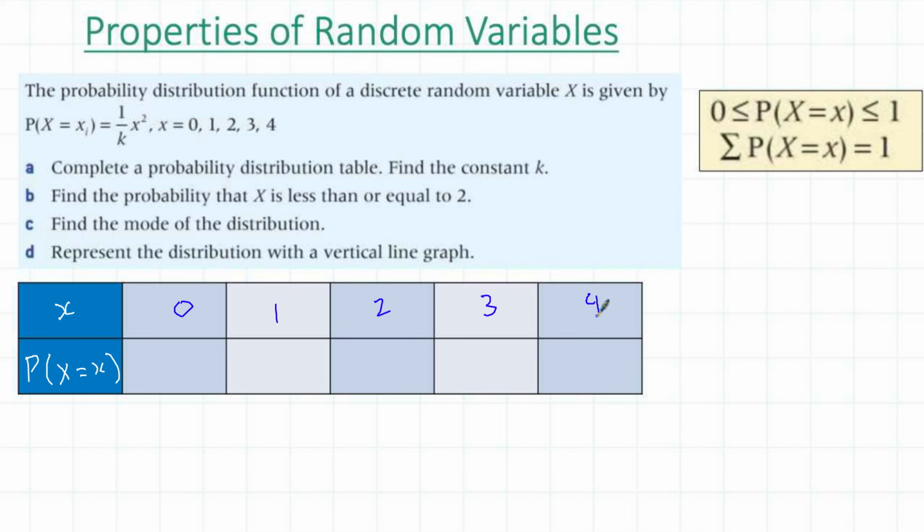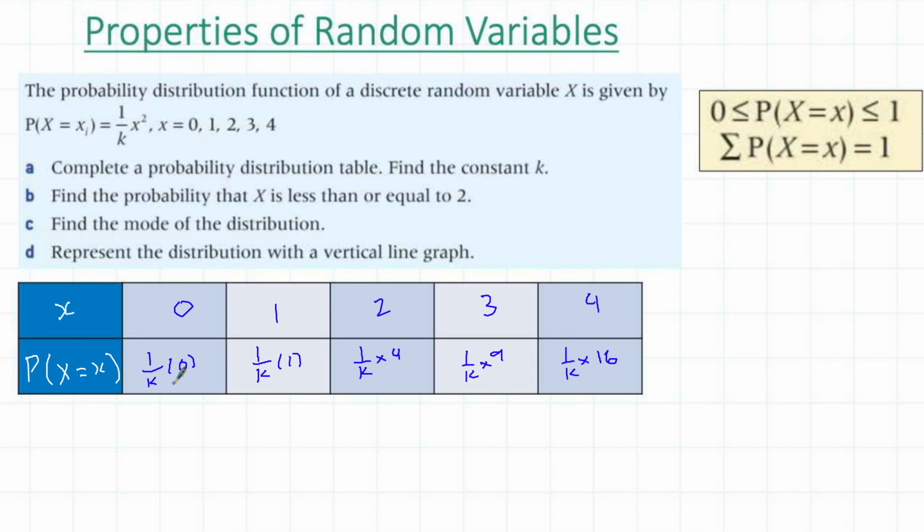And then what I'm going to do is the probability of X being equal to one of the x's is just me substituting it here. So I will go 1 over k times 0 squared, which is just 0, and then 1 over k times 1 squared, which is 1, and then 1 over k times 2 squared, which is 4, 1 over k times 3 squared, which is 9, and 1 over k times 4 squared, which is 16.